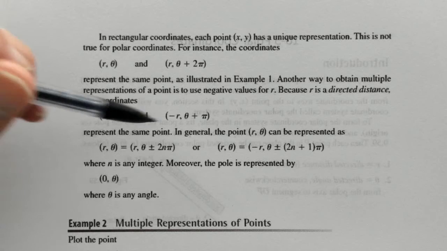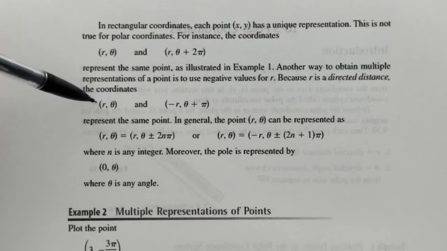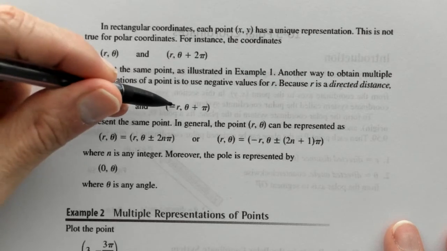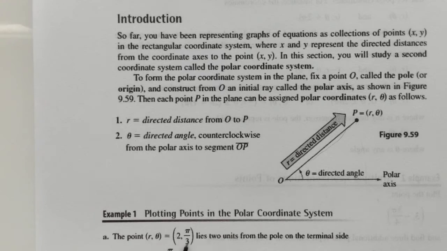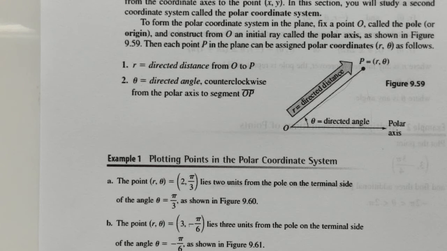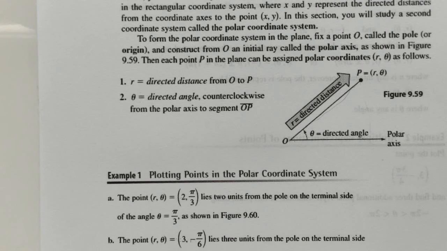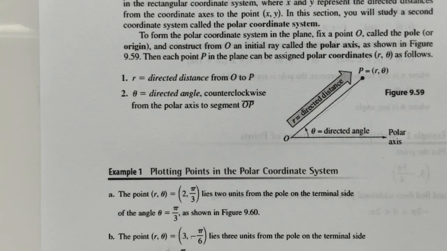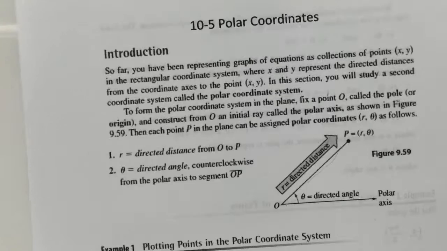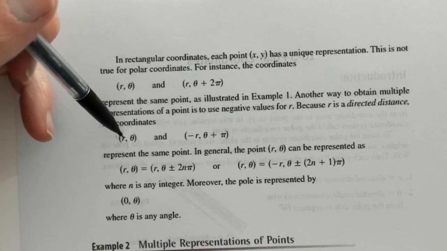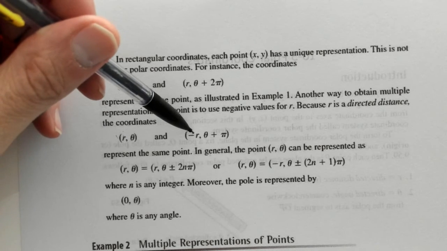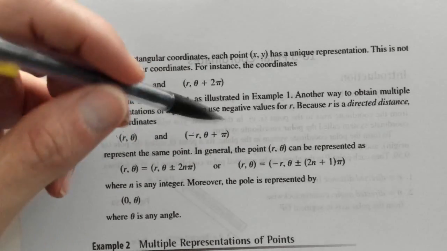Another way to generate the same point would be to take the radius and make it negative, which means you'd go the opposite direction. For example, on this one where we go 2, pi over 3, that means we go forward, to the right 2, and then up to pi over 3. If you made that negative 2, then you would go back 2. So it's the opposite direction. If you change that r from positive to negative, you would go the opposite direction before going up the angle.